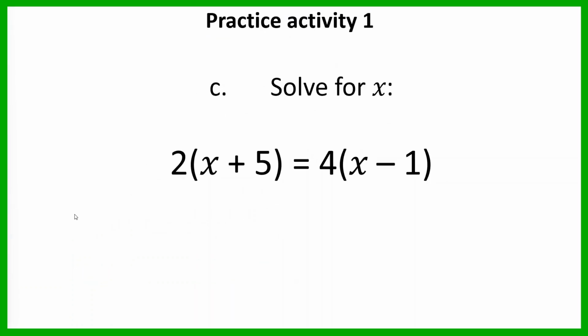In question C, we've got 2 multiplied by (x plus 5) equal to 4 multiplied by (x minus 1). I'm going to give you 1 minute to solve this equation.